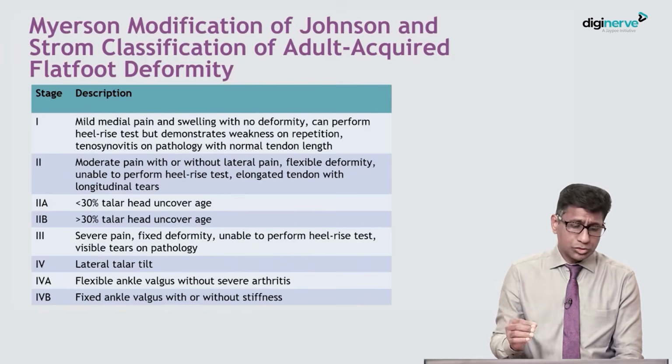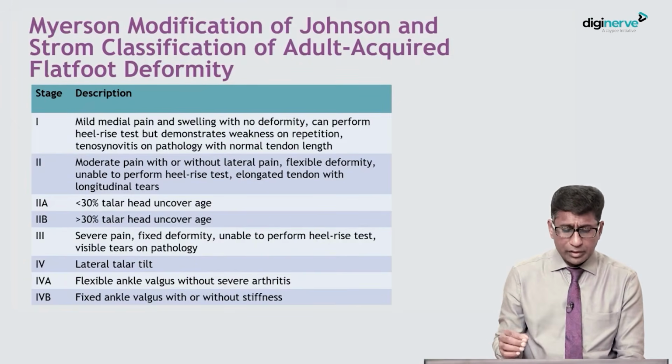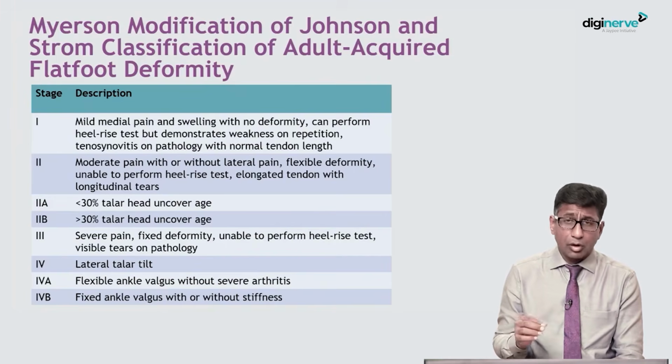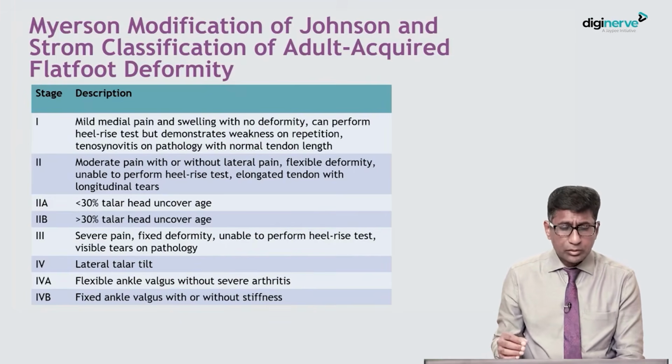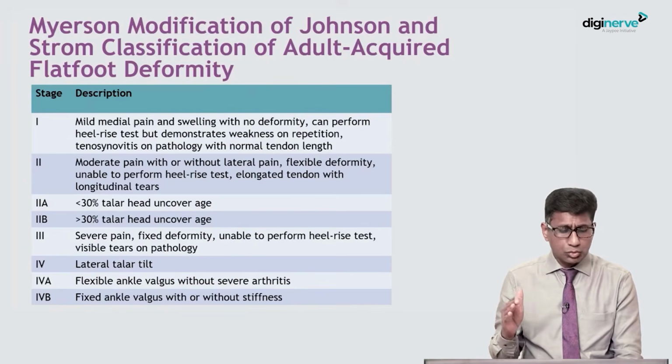When it progresses to stage 2, the patient will have moderate pain along with swelling. They can have a weak heel rise test, and also an elongated tendon with longitudinal tears. Stage 2A means the talonavicular coverage is lost by less than 30%. If the talonavicular coverage is lost by more than 30%, it's called stage 2B.